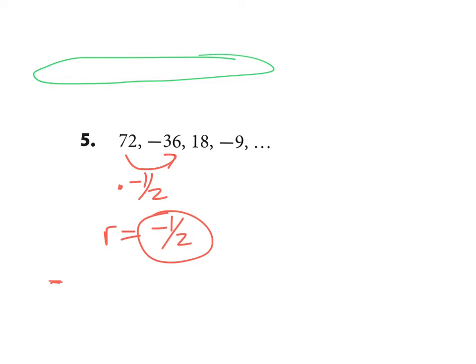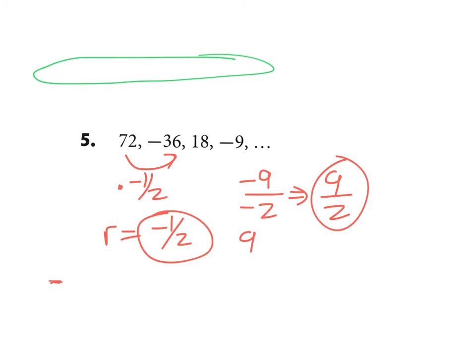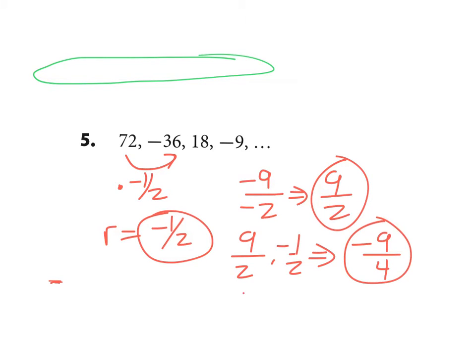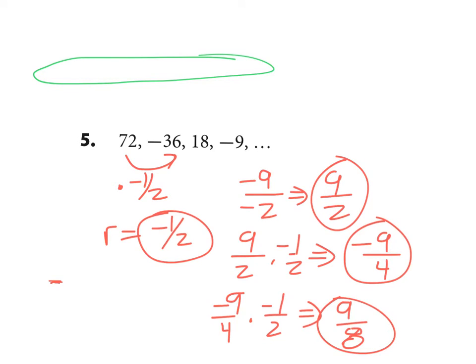So what you want to do to get your next three terms is just take -9 times -1/2, so that would be 9/2. So that's the next term, okay? Then you take 9/2, multiply that times -1/2, and that's going to be -9/4. And then you do it again, -9/4 times -1/2. Two negatives make a positive, and you get 9/8. And that would be your next three terms.